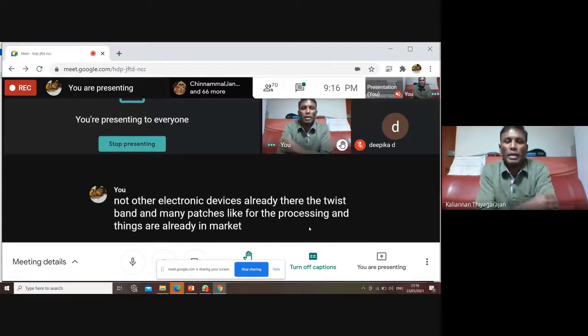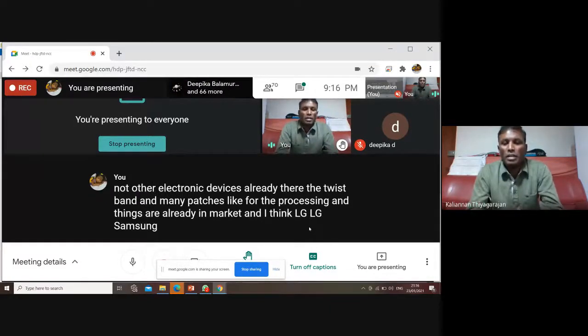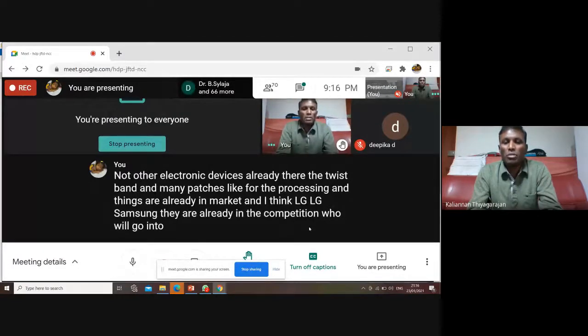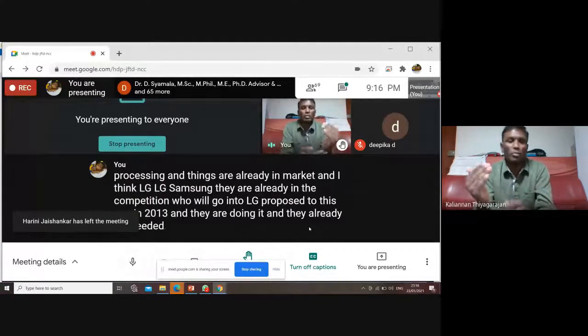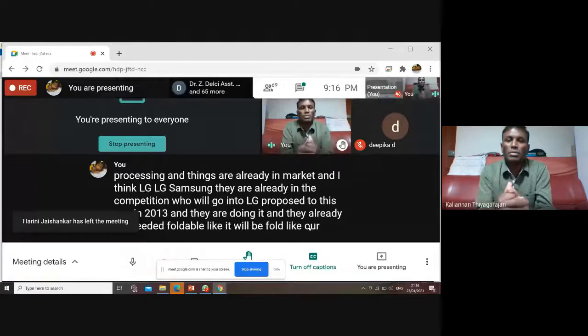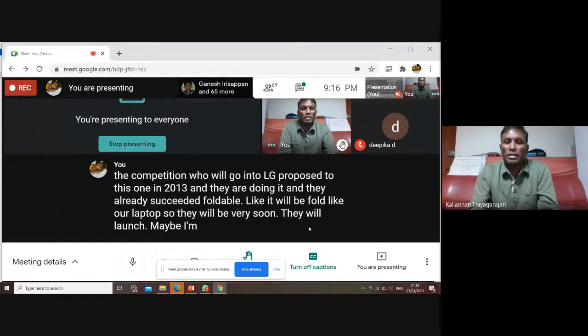I think LG and Samsung are already in competition. LG proposed this in 2013, and they are doing it, and they have already succeeded with foldable ones, which fold like our laptop. So they will launch very soon. Maybe I'm expecting that.